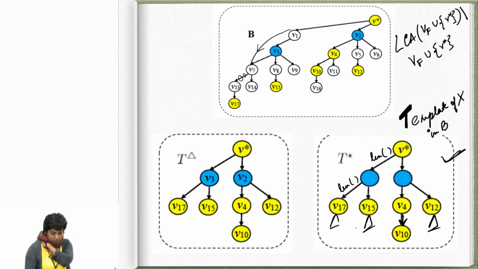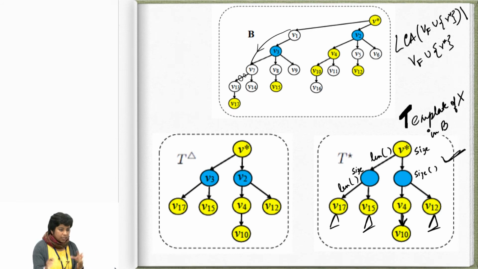Okay, so I also guess the size. The size of V star is known to be n because that's the root. I also guess the size of the subtree rooted underneath this, the size of the subtree rooted underneath this. All this information is part of my guess template.